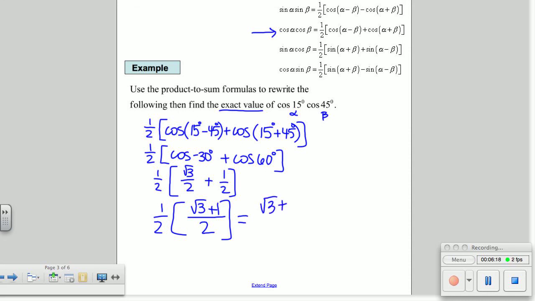When I multiply across the top, I get root 3 plus 1. And when I multiply across the bottom, we get 4. So the final answer is root 3 plus 1 all over 4.